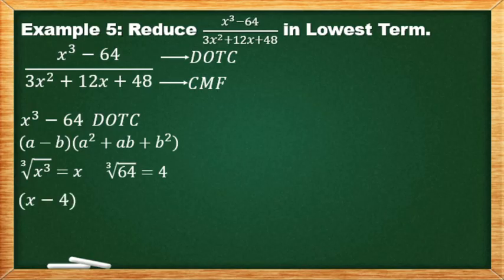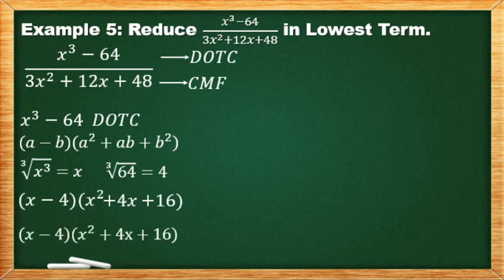So, meron tayong, ayan. Kasi x times x, x squared. Then, sa gitna, multiply a and b: 4 times x, 4x. And the last term, b squared. What is 4 squared? 16. So, yun ang factor ni x cubed minus 64.